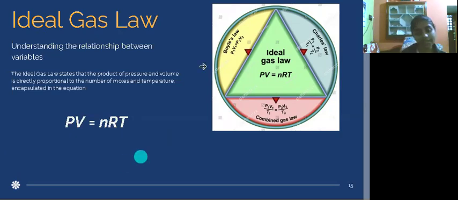The ideal gas law is a combination of three laws. One is Boyle's law, another one is the combined gas law, and the last one is Charles' law. The combination of all these three laws gives us the ideal gas law equation, that is PV = nRT.